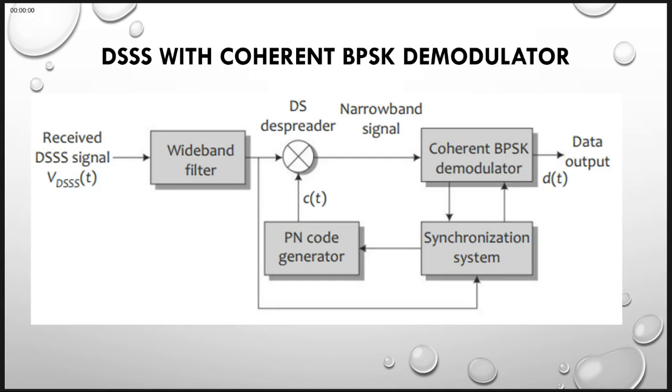You see that a coherent or differentially coherent binary PSK is used in this receiver. This figure shows that the received DSSS signal is first passed through a wideband filter, and the DSSS with BPSK demodulator uses a locally generated PN code. This PN code is multiplied with our u(t), the one that we said is a combination of m(t) plus interference i(t). When we perform this multiplication, we are able to get two signals, one wideband and one narrowband. And when we perform BPSK demodulation, we are able to get our m(t).